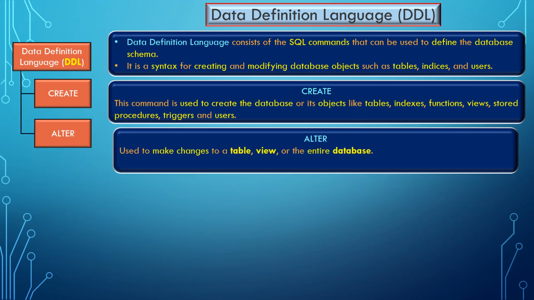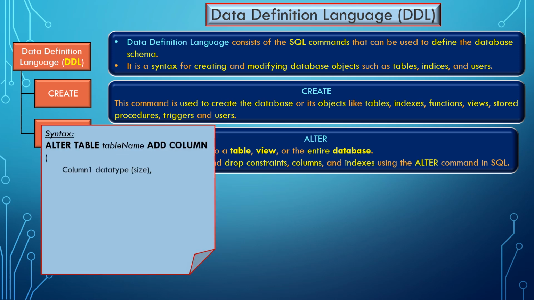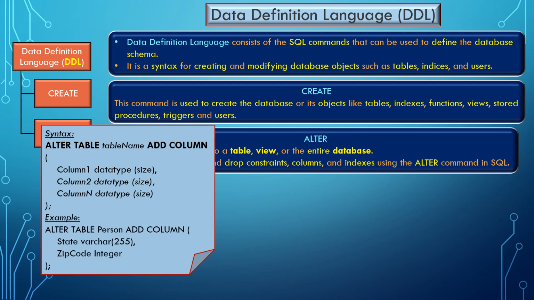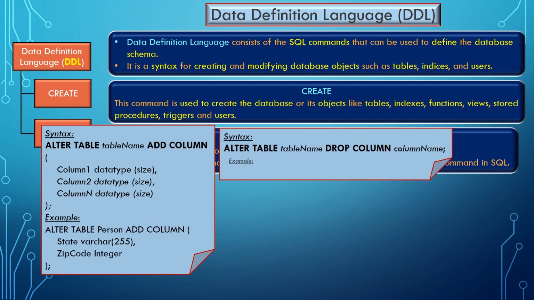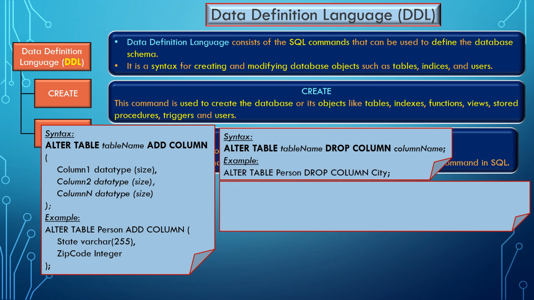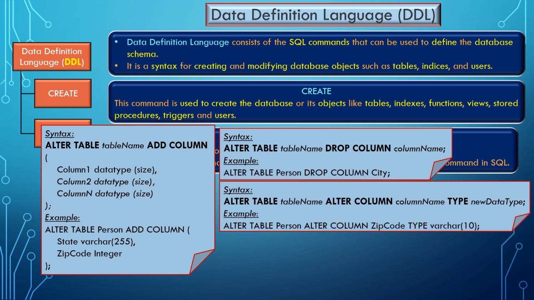The alter command is used to make changes to a table, view, or the entire database. We can add, modify, and drop constraints, columns, and indexes using the alter command in SQL. Here are some examples of how we would add a column to an existing table, remove a column from a table, and update an existing column data type.